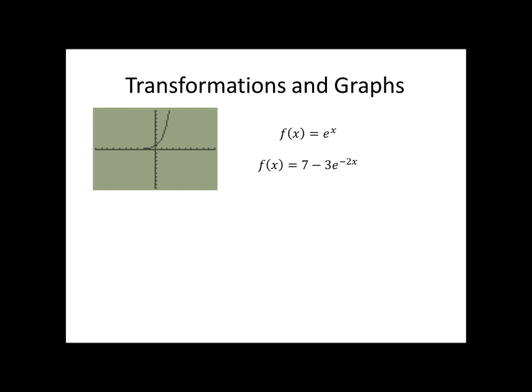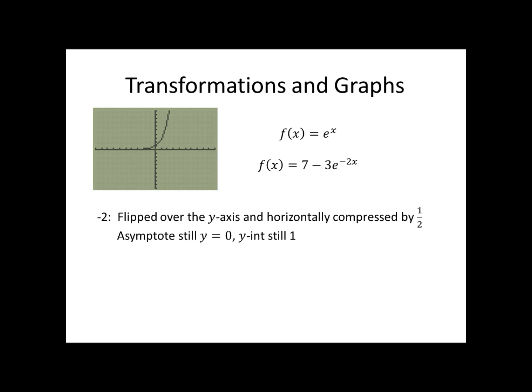So let's talk about transformations in graphs. Here we see the graph for the function f of x equals e to the x. That nice exponential function. What I want to do is talk about transformations and get the graph of f of x equals 7 minus 3 e to the negative 2x. So a lot of changes. There's actually 3 changes, or actually 5 changes if you want to talk about it, to this function in order to get our new function. So let's talk about them one by one.